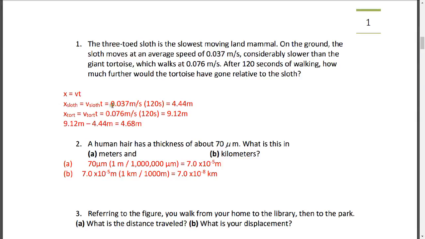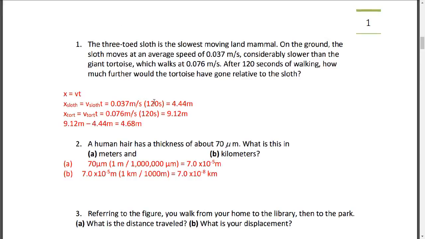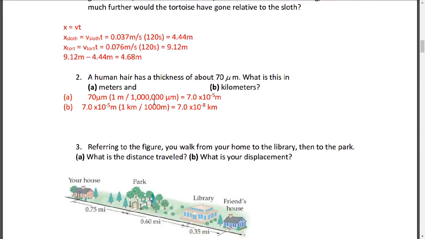So 0.037 meters per second times 120 seconds equals 4.44 meters for the sloth. And then we do the same thing with the tortoise's velocity, and we get 9.12 meters. And so how much further would the tortoise have gone relative to the sloth? 9.12 minus 4.44 gives us 4.68 meters for the tortoise.